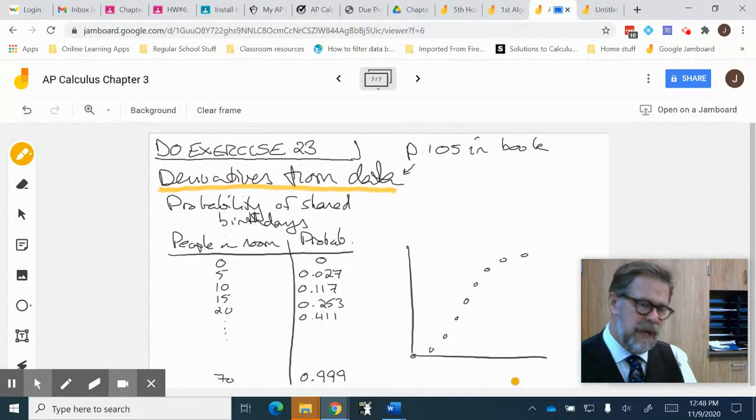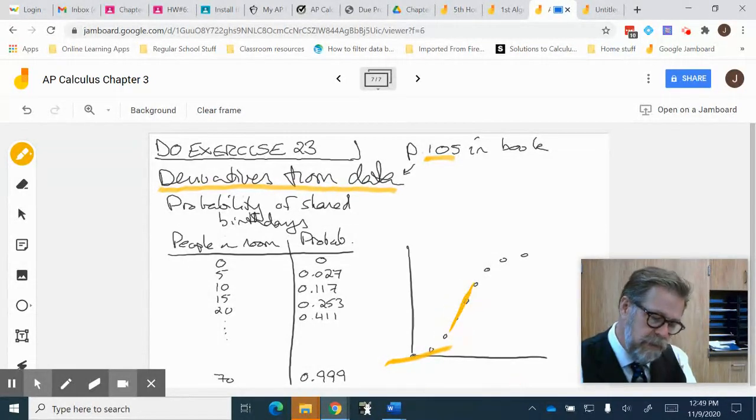And what I've done here, this is on page 105 of your book, if you want to go look at the data. I've copied down the first few rows of data, and I've also created a copy of the scatter plot here. And you can see that it starts out fairly flat and then it gets very steep. The probability is changing rapidly. And then by the time you get up towards the top, it's starting to get pretty flat again.